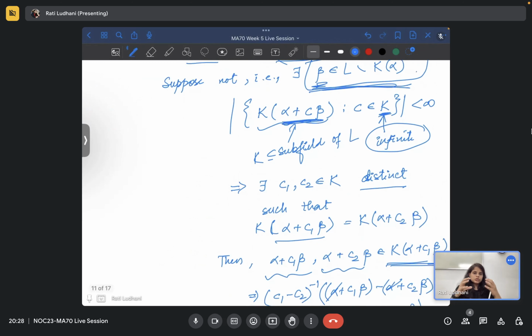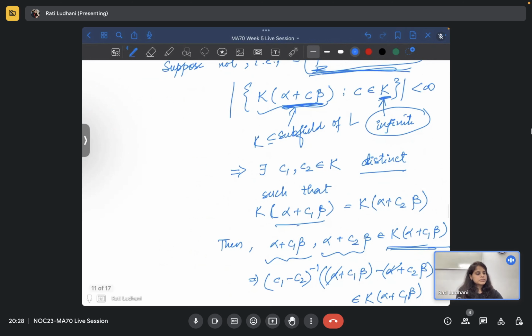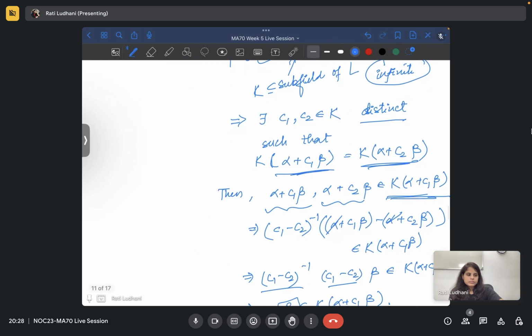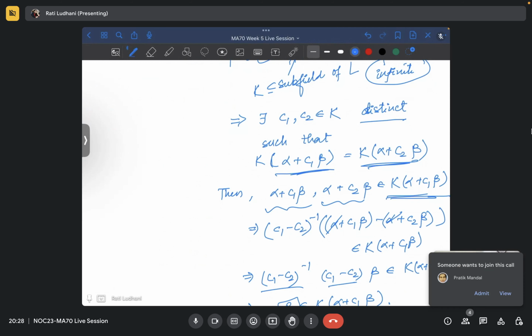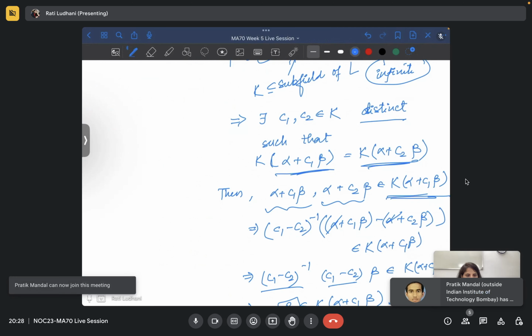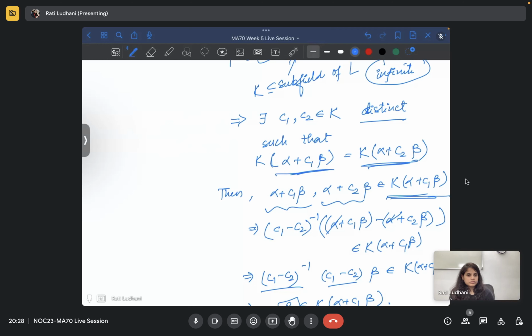Then since we cannot have infinitely many subfields, there will be some distinct C1 and C2 such that we will get K(alpha plus C1 beta) equal to K(alpha plus C2 beta). Just pick two. For different C1 and C2 these fields must be equal. So that's what we are saying.